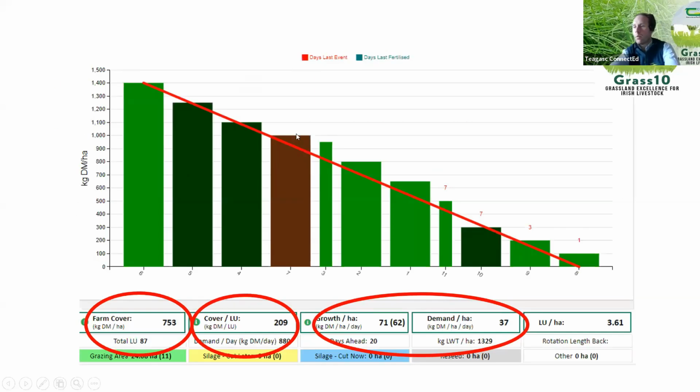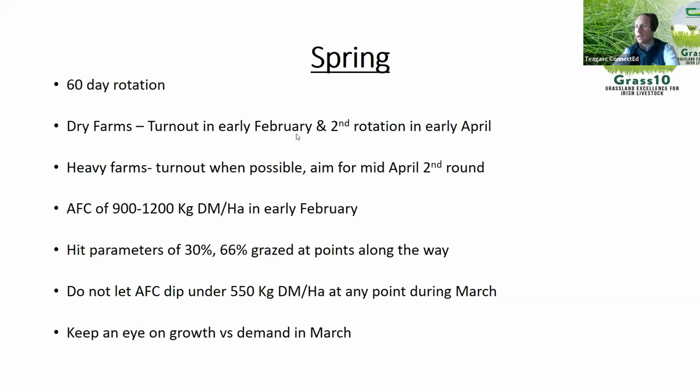When we start seeing the cover per livestock unit, 209 here, gaining up to 220, 230, and farmers not acting, we know we're going into too strong covers. It's the same with the days ahead figure gaining to 20. We're losing out in terms of milk solids, but also on the dry stock, beef and sheep side, in terms of live weight gain.